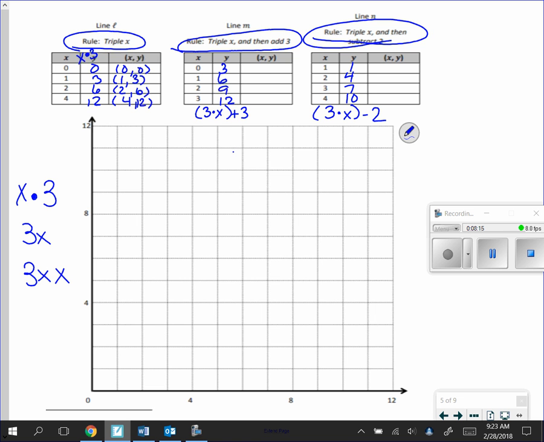So 0, 3, 1, 6, 2, 9, 3, 12. If you pay attention to what you're doing, you should do fine. But that whole paying attention thing. Okay, so I want you to go ahead, plot those points, and see what your lines look like.